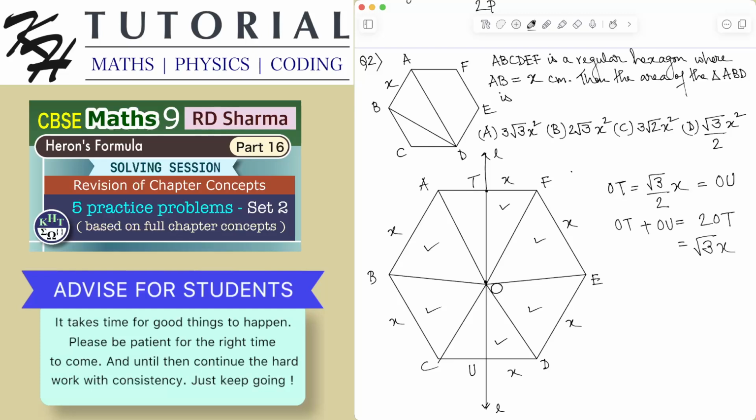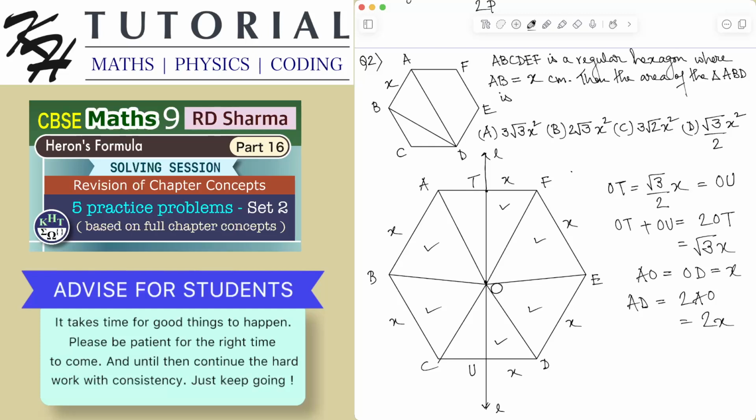Also you will see that AO will be equal to OD, and of course this is equal to x because AO is also one side of the equilateral triangles. So AD will be equal to twice AO, which is equal to twice x. AD is equal to 2x.